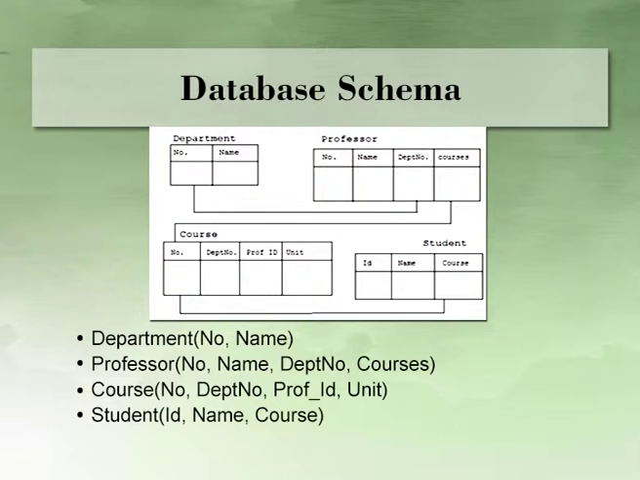Department with number, name; professor with number, name, department number; and then there is another table, course, with number, department number, professor ID, unit; and then student with ID, name and course. This is a simple database. The 4 tables constitute a complete database schema of the university.